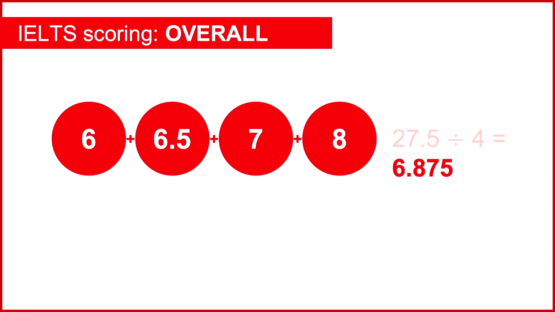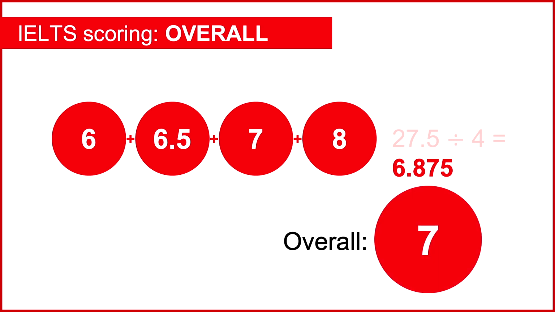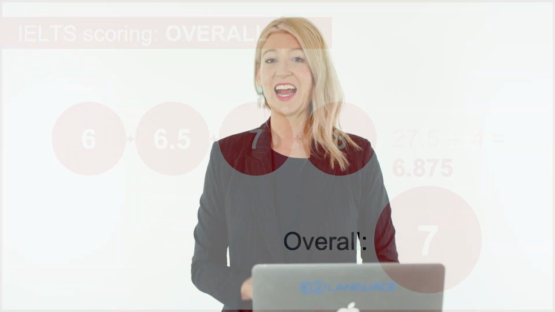6.875. Now, in the individual tests, writing and speaking, that score will usually be rounded down. But for your overall score, it will go to the closest 0.5. So in this case, up to band 7 overall. And that's it. It's not that complicated after all.